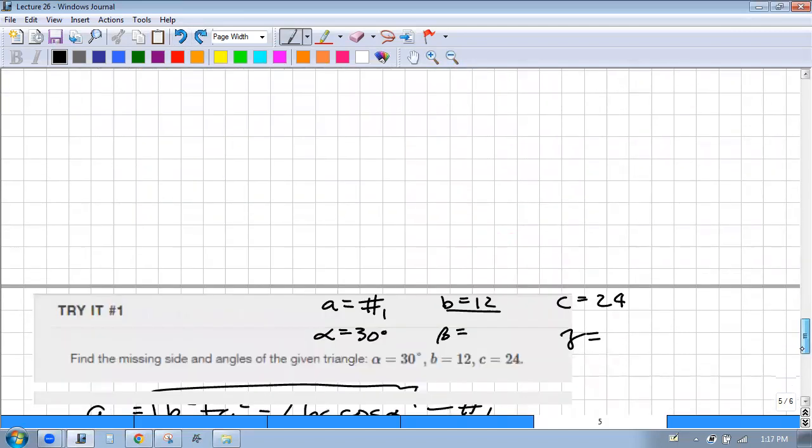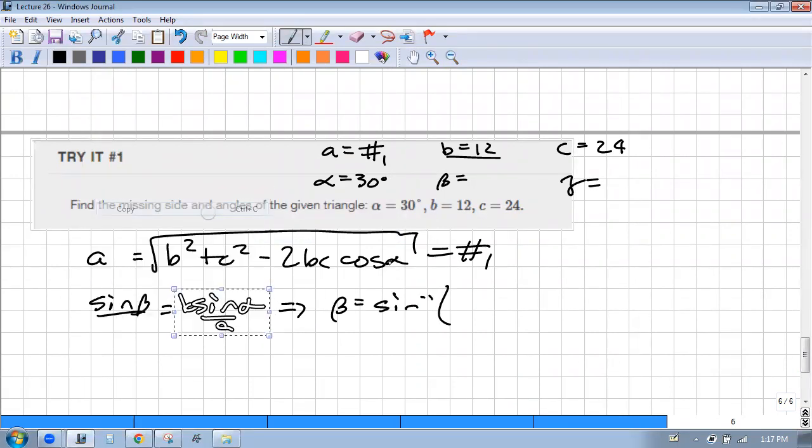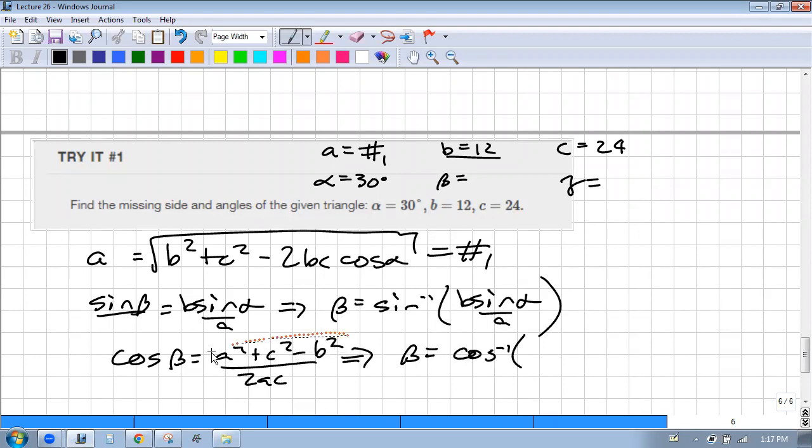Okay, so here I could use the law of sines to get beta. I could say sine beta over B equals sine alpha over A. So sine beta, bring the B over. So beta is sine inverse of this stuff. You could do that to get beta. Or I could use the fact that cosine of beta is A squared plus C squared minus B squared over 2AC. So beta is cosine inverse of this stuff. Could do it either way.